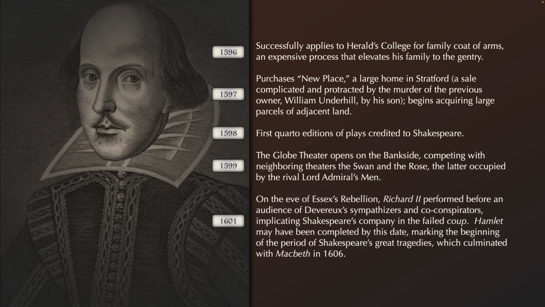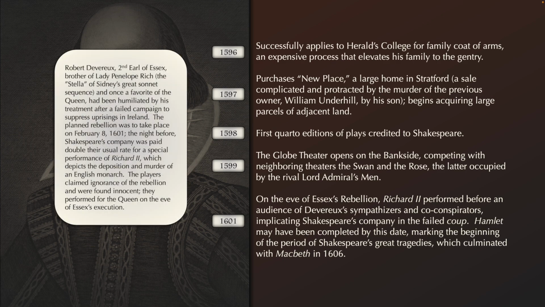So in 1601, Shakespeare's company became embroiled in a quite serious matter called the Essex Rebellion. Robert Devereux, the second Earl of Essex, this is the brother of Lady Penelope Rich. This is the Stella of Sidney's famous sonnet sequence, Astrophil and Stella. So her brother, Robert Devereux, was at one point a favorite of Queen Elizabeth, and she tasked him with going to Ireland to deal with the troubles over there, and he failed miserably and did not succeed in any of the military campaigns that he attempted.